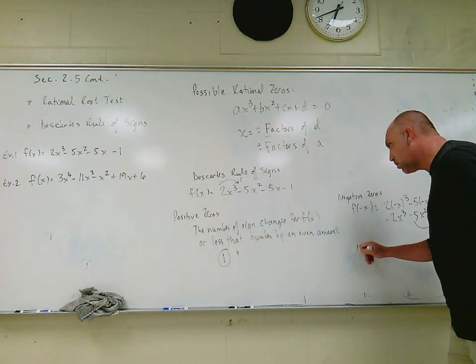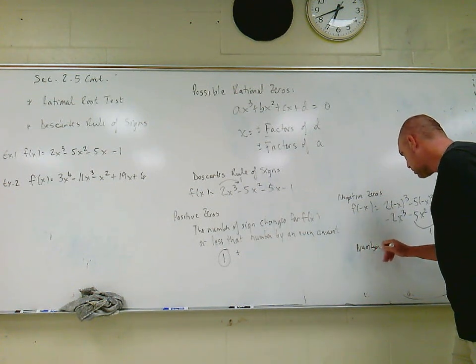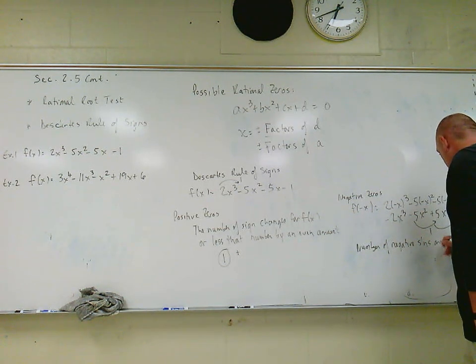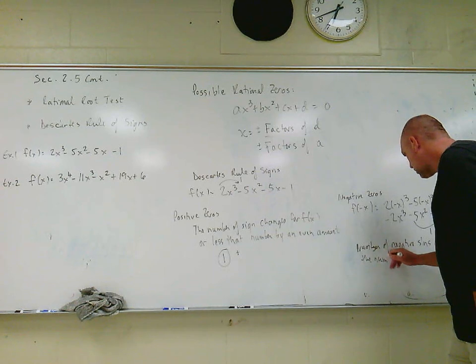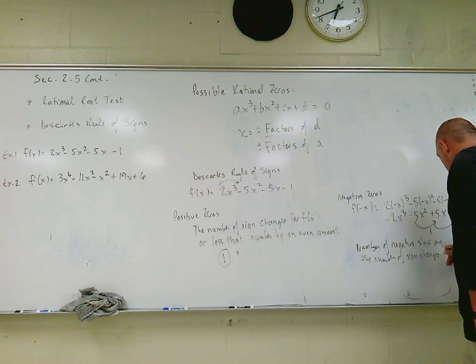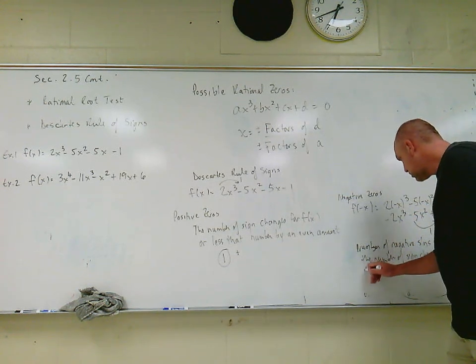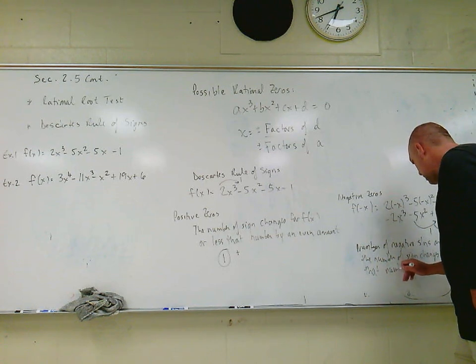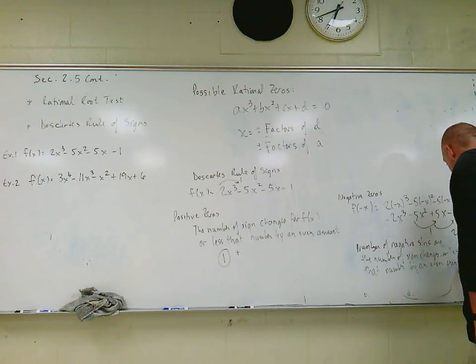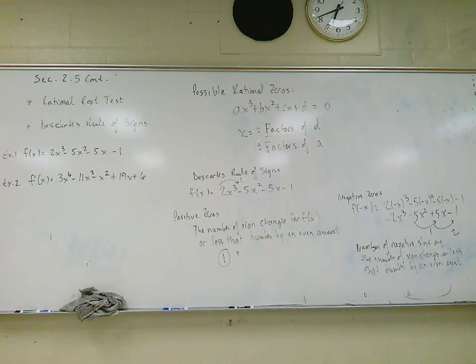So the number of negative solutions is the number of sign changes, or less than that number by an even amount. Now, I'm going to be honest with you. I typically don't even mess with this. I just start testing, because in all this time, I could already have plugged in a 1, and 1 might be the solution. But I'm at least explaining to you what it tells you. It's just a tool if you want to use it.